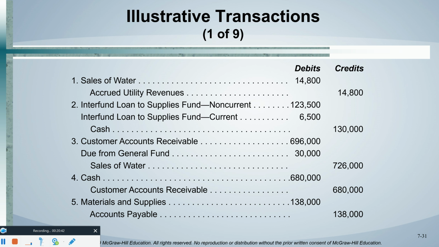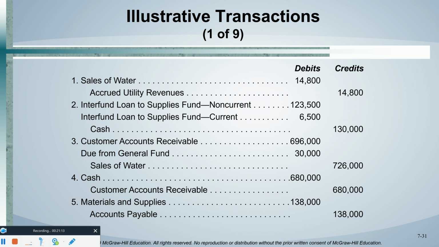So we have sales of water. $696,000 of the sales of water was to you and I, and so the water utility fund will debit accounts receivable, and the other $30,000 was sales to the other using departments. Okay, so we do want to break up that receivable. The accounts receivable account is used solely for the external customers, and whenever we have an amount due from other funds, we would say due from.